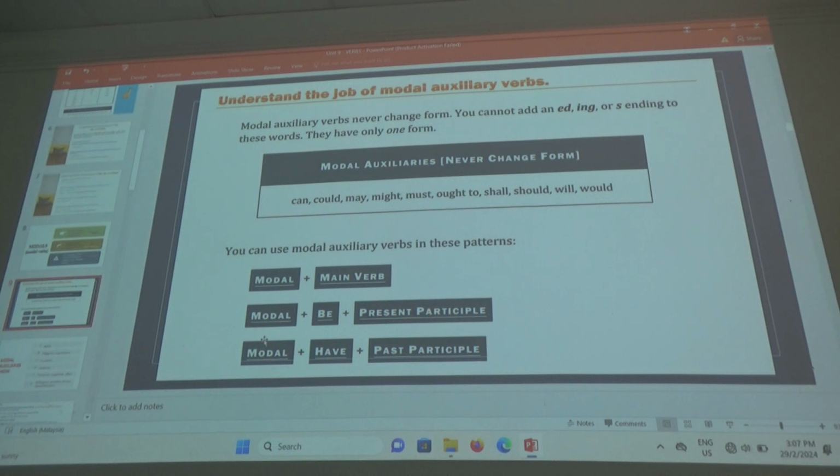Alright? One more. Modal plus have plus past participle. Can or should have. But here you have to put have been. Should have been eaten. Can you follow? Be eaten. Have eaten. Should have been. This fruit should have been eaten by Jared, but he didn't.